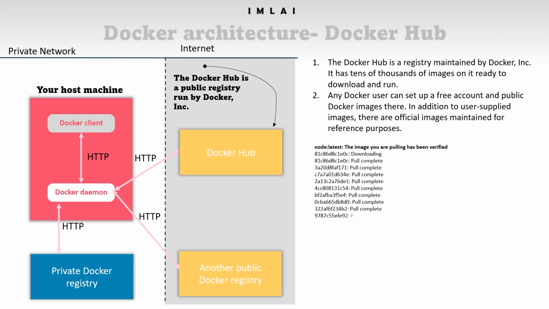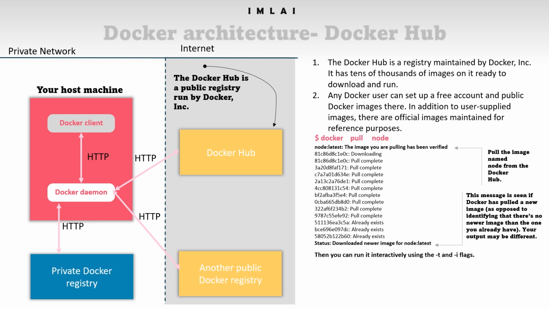So, for example, let's do one demonstration for that. First, let's see how you pull it. We have been pulling it, but still I just want to show it. So docker pull image name. That's it. The first line shows it is pulling the image named node from the Docker Hub. Once the pull has been completed, you can see the status, downloaded newer image for the image name and then tag. Your output may be different, depending upon the image type.